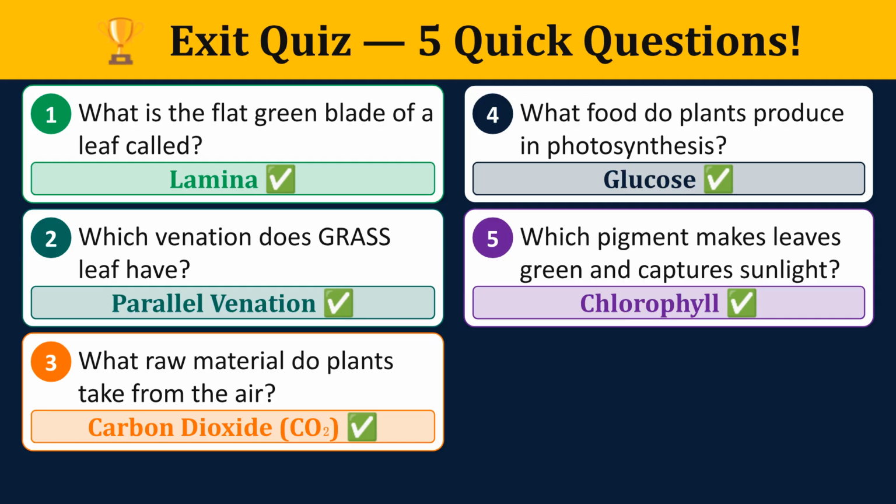Question 1. What is the flat green part of a leaf called? Question 2. Which venation is found in grass? Question 3. Which raw material do plants take from the air? Question 4. What food do plants make? Question 5. Which green pigment captures sunlight? If you answered lamina, parallel venation, carbon dioxide, glucose, and chlorophyll, give yourself a big clap.